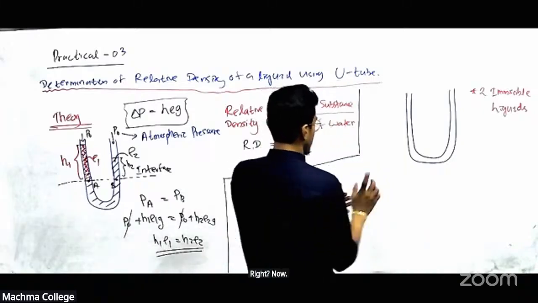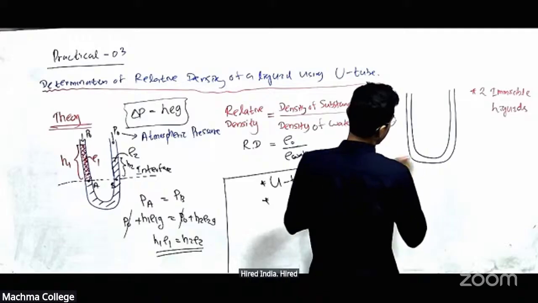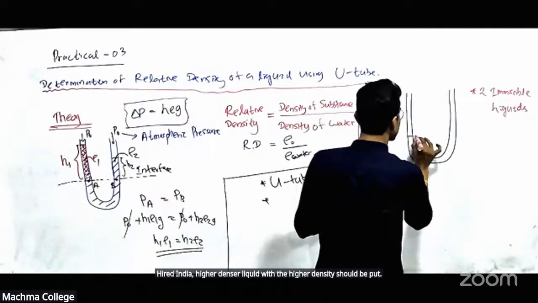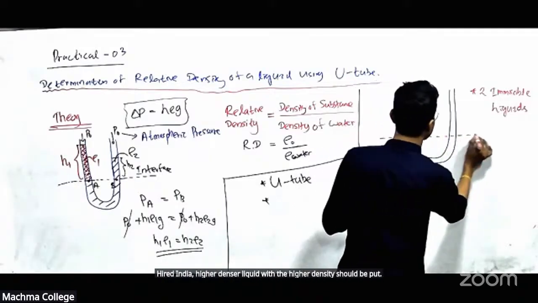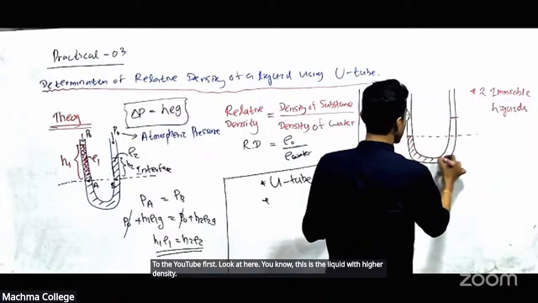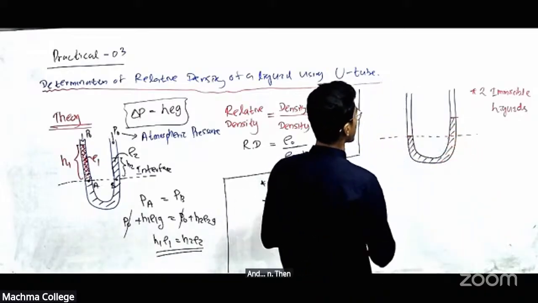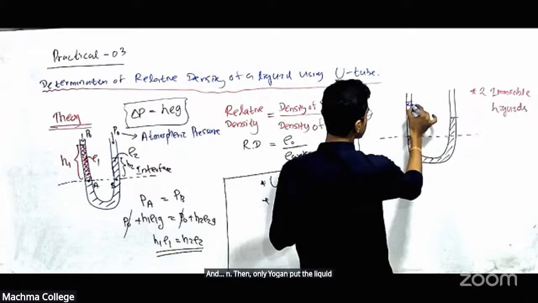The liquid with the higher density should be put into the U-tube first. Look at here. Now this is the liquid with higher density, and then only you can put the liquid with lesser density.